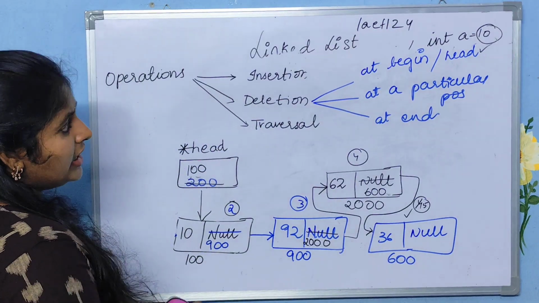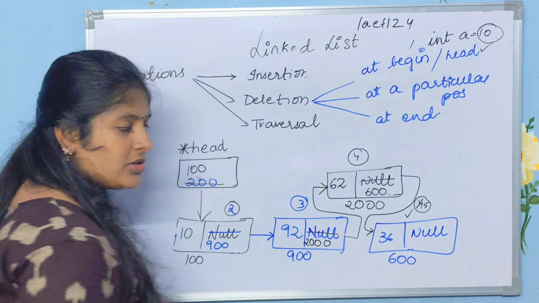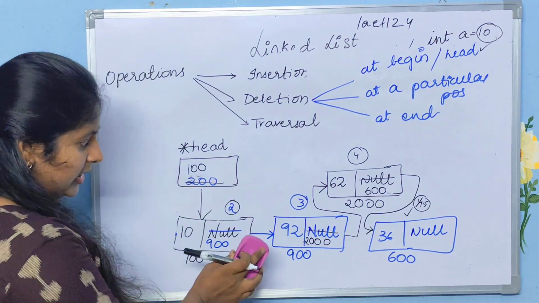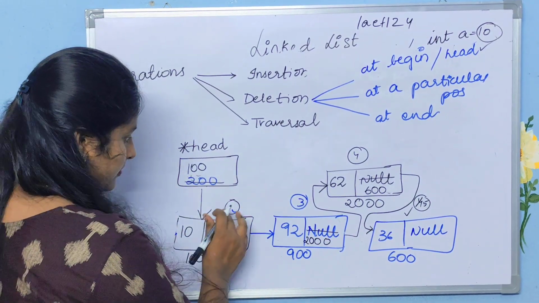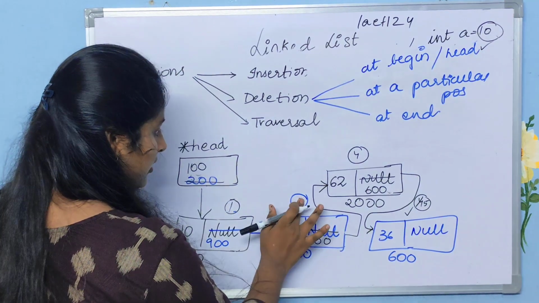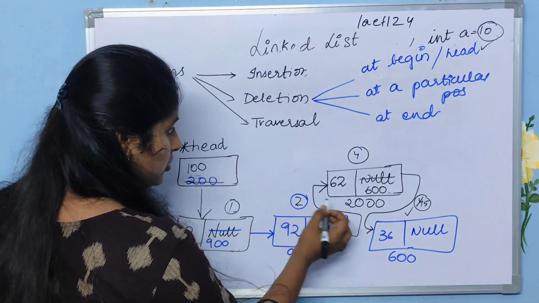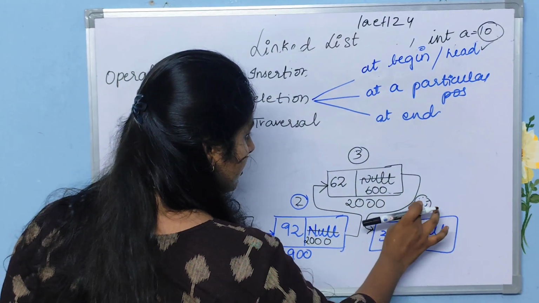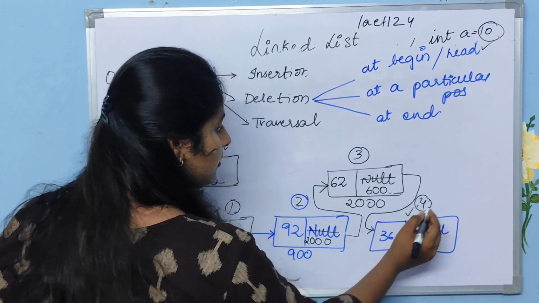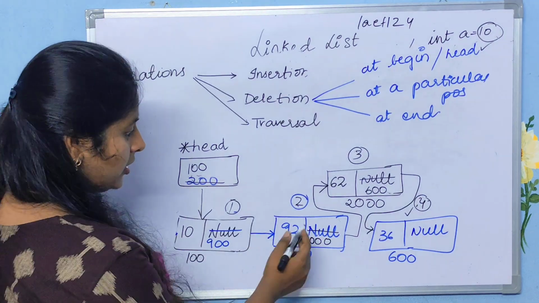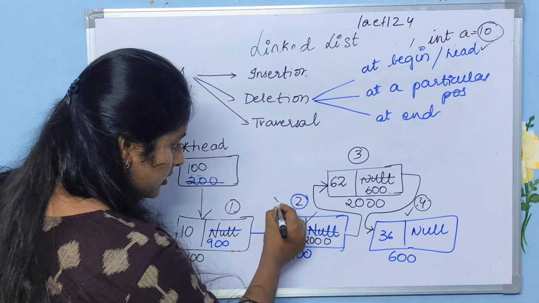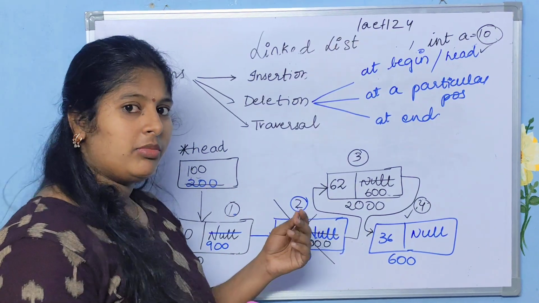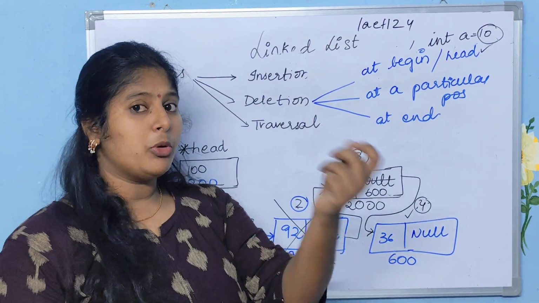The next one is deletion at a particular position. Say for example, I've added an element here. Say for example, I wanted to delete this element. My position 1, 2, this is 3, and this is 4. Okay. Now I wanted to delete this element. Okay. I wanted to delete a particular positioned element.